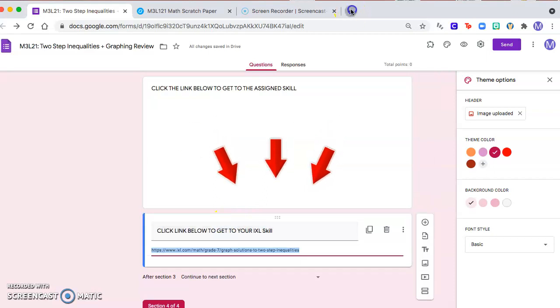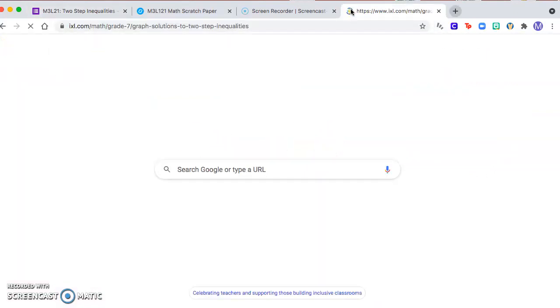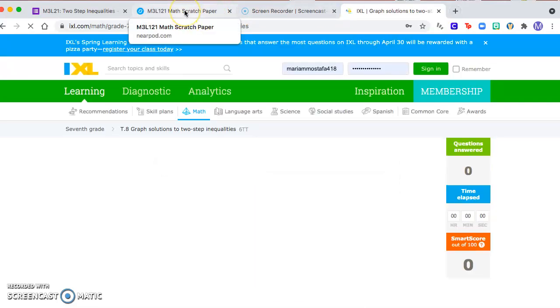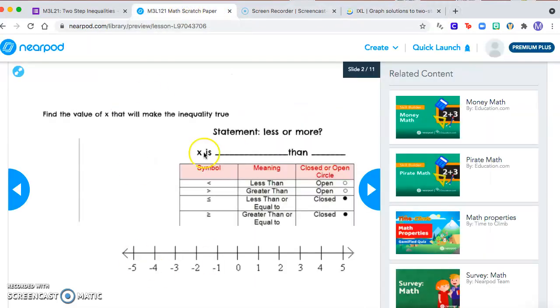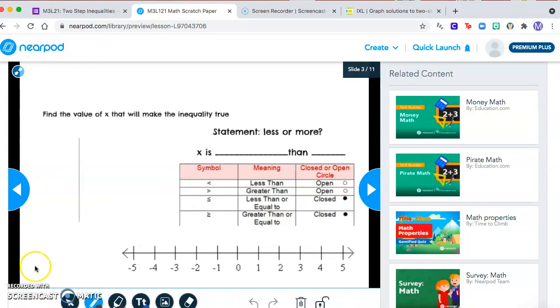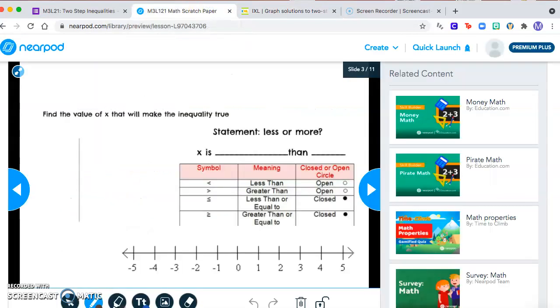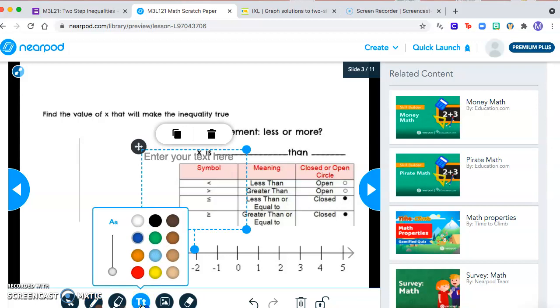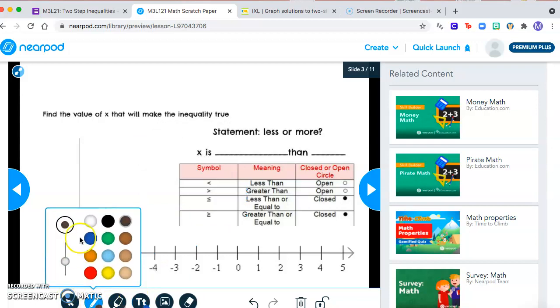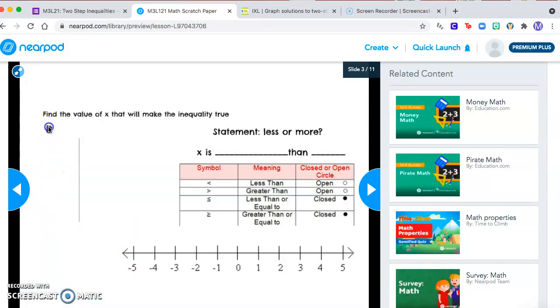And the skill is basically everything that we've been doing before. So if you need like scratch paper, the Nearpod is there to help you. Here's a line, here's the graph if you need it to remind yourself. But basically, you're going to be doing what we always do. So here you have 8p minus 8 is less than or equal to 8. So you could use the Nearpod, if you want, to help you solve this.